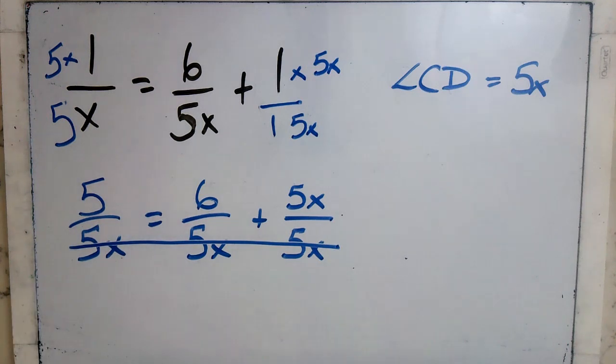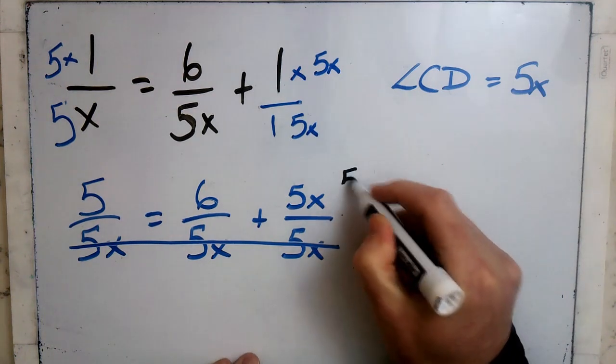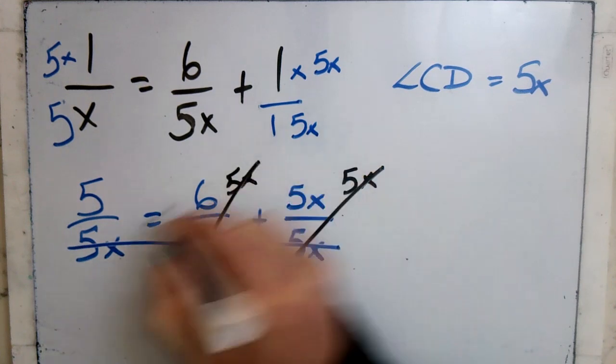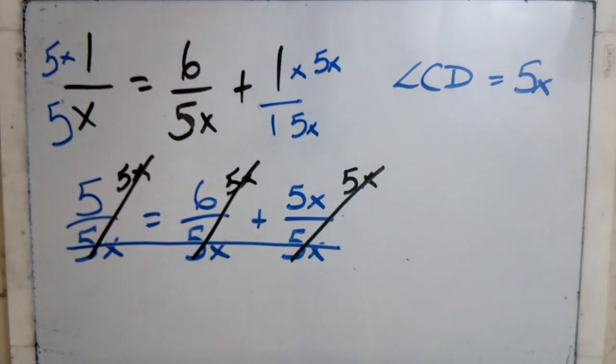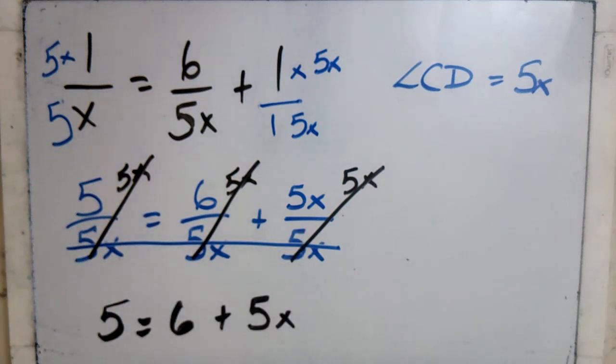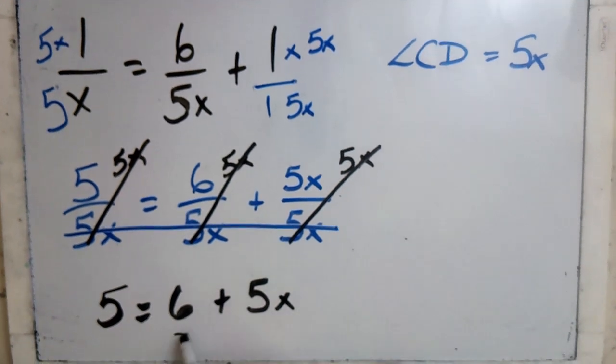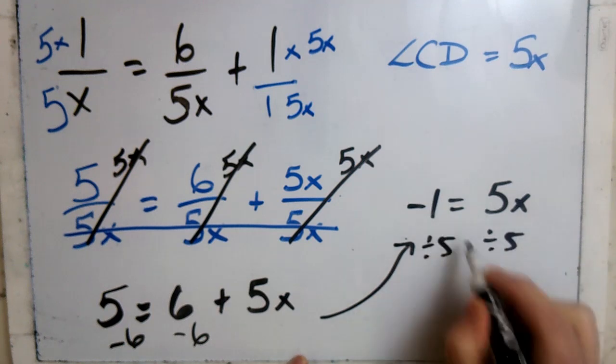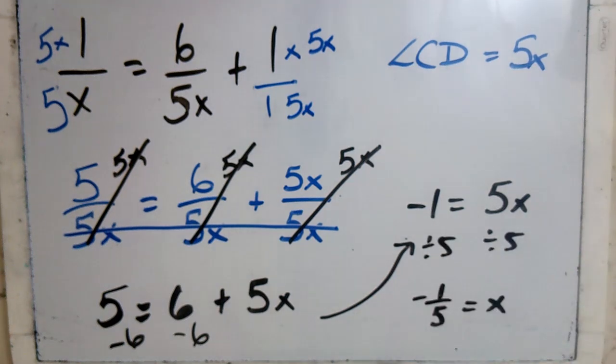What I'm actually doing is multiplying all of them by 5x. And it cancels. 5x cancels. So I'm getting rid of the denominators and I'm left with the numerators. From here, it's just algebra. I'm going to subtract 6 and divide by 5. And that's what I'm doing.